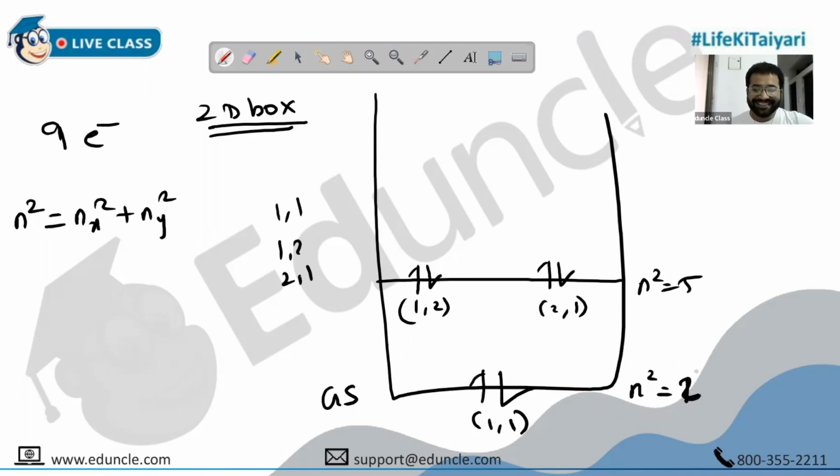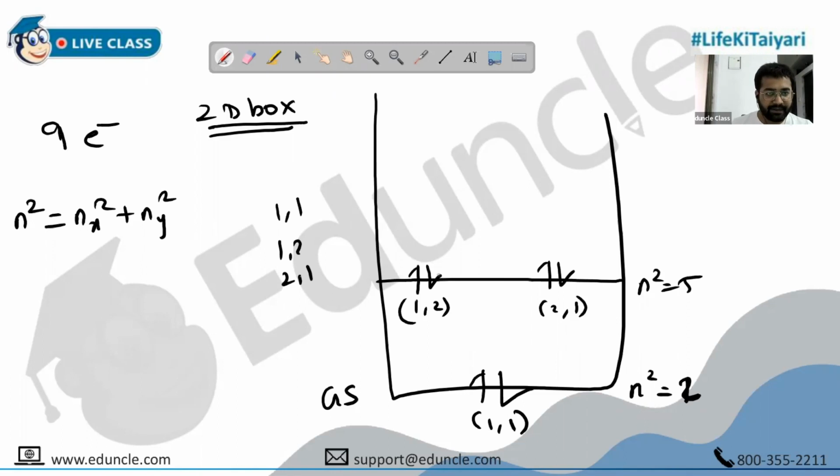Absolutely. So n square is 2, and in the ground state we have got nx and ny, which is 1 1. 2 electrons can be in this state. Here 2 electrons are in the 1 2 state, and 2 electrons are in the 2 1 state. They both have the same energy, where the value of n square will be 5. We have got 6 electrons.